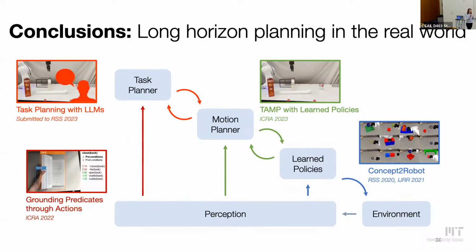Again, one thing you may have noticed is that in the end, we haven't put everything together, right? All of these pieces are still kind of floating independently of each other. And it would be cool if we actually put them together. For example, in TAMP with learned policies, we don't actually use the same policies that we learned in Concept to Robot, but it would be interesting to do that. So there's still a disconnect there. We also haven't integrated these grounding predicates through actions into this LMM, for example. So there are lots of pieces that would connect the whole system together that are still missing.